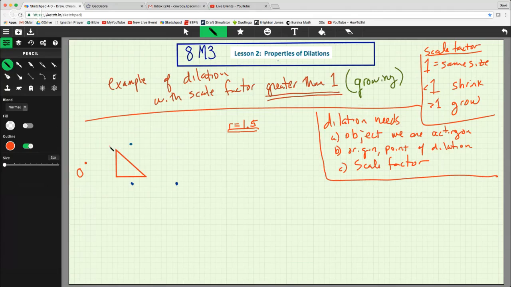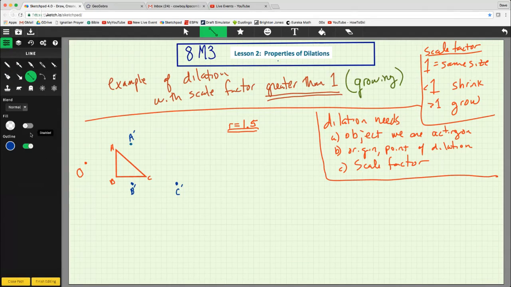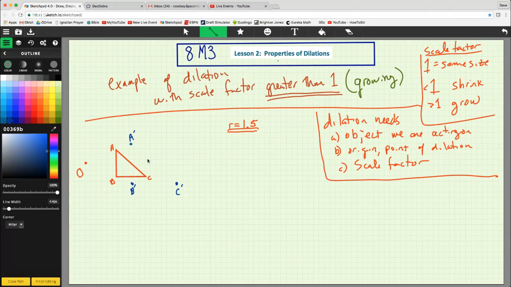So here we had A, B, C, and then we had A prime, B prime, and C prime. And now let's finish off our triangle, and let's draw it in. And so we have dilated this triangle.